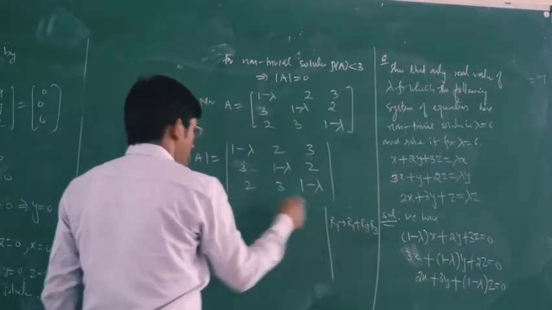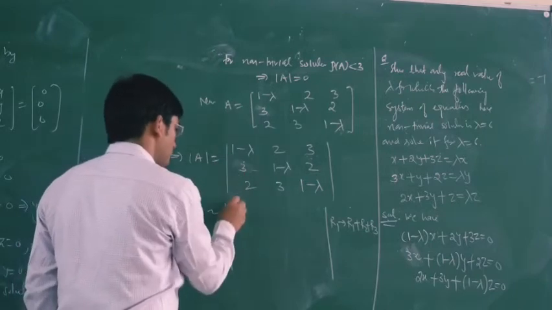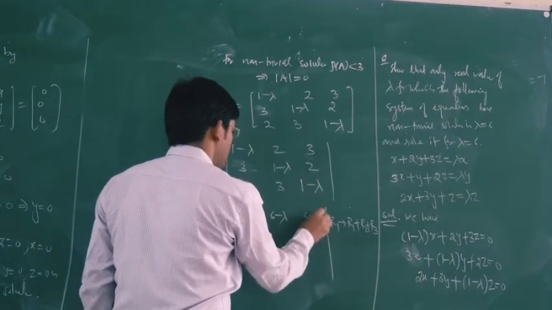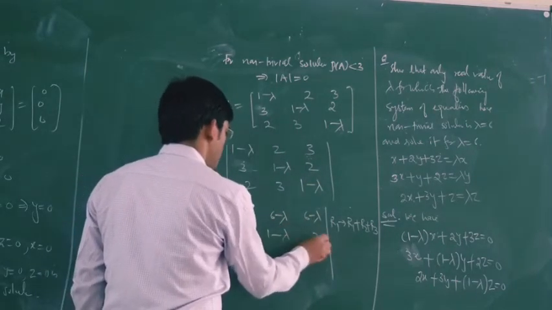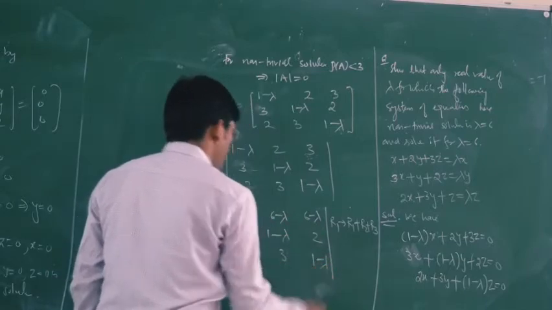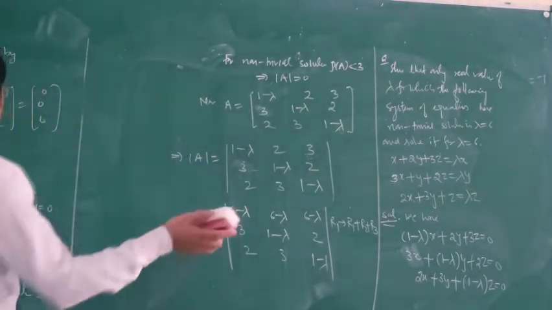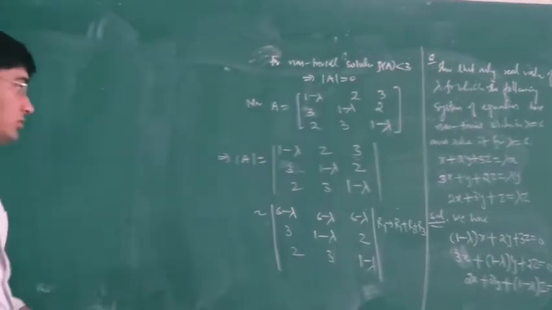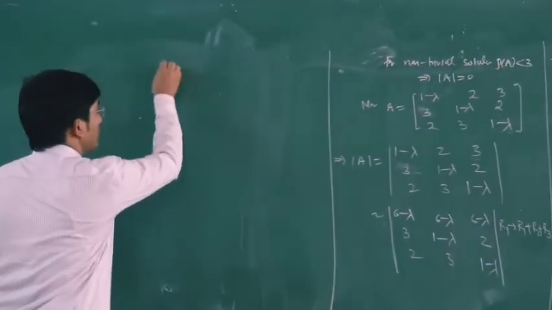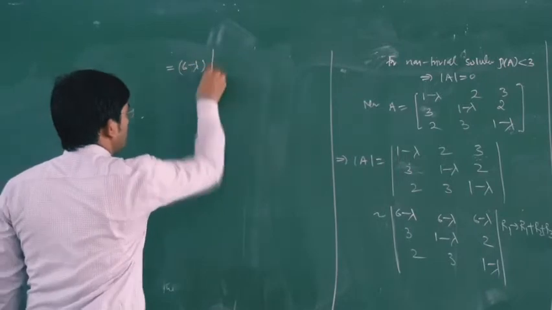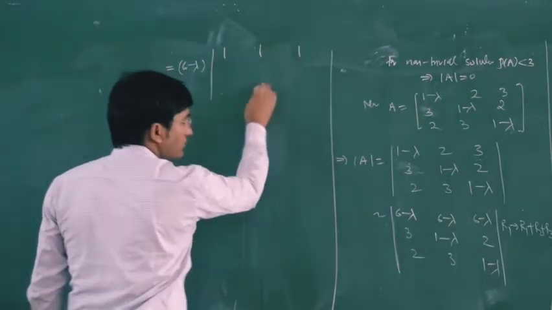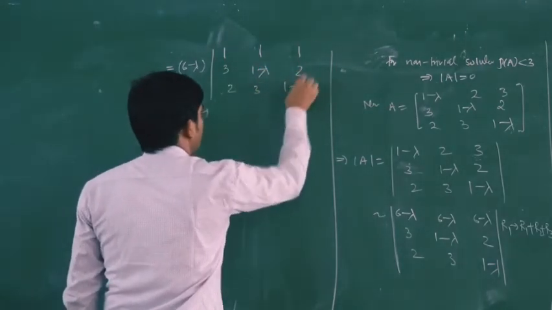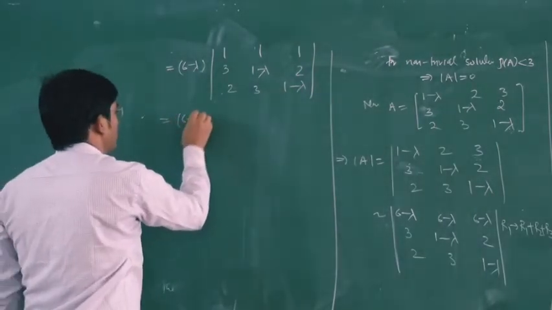Now this operation will give you 3 plus 2, 5 plus 1, 6 minus lambda, 3 plus 1, 4, 6 minus lambda, then again 6 minus lambda. Then we have 3, 1 minus lambda, 2, 2, 3, 1 minus lambda. Now let us take 6 minus lambda common from the first row. So this is equal to 6 minus lambda, and then we have 1, 1, 1; 3, 1 minus lambda, 2; 2, 3, 1 minus lambda.